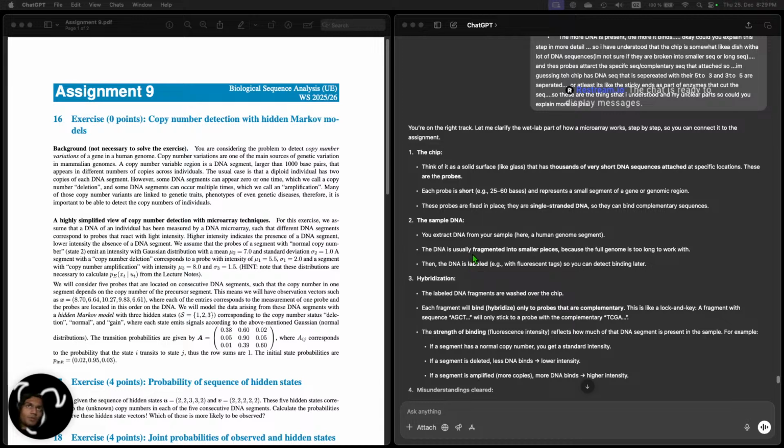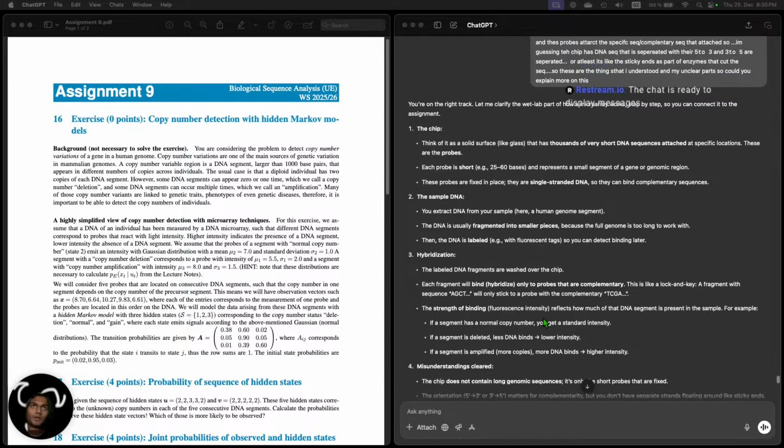You extract DNA from your sample. The DNA is usually fragmented into smaller pieces because the full genome is too long to work with. Then the DNA is labeled, for example with a fluorescent tag, so you can detect the binding, the hybridization. The labeled DNA fragments are washed over the chip. Each fragment will bind only to probes that are complementary. This is like a lock and key mechanism.